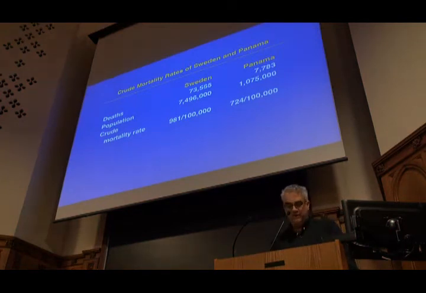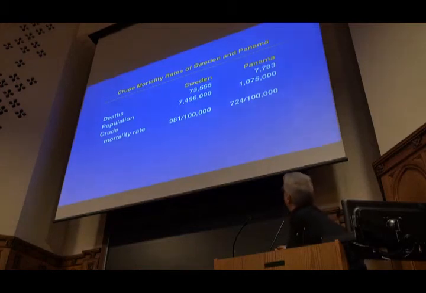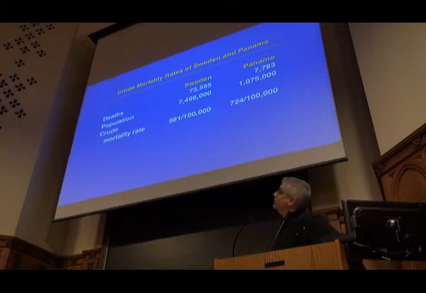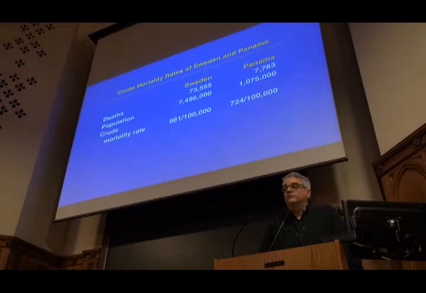Well, what if you look at the number of deaths per capita in Sweden and Panama with figures such as this? You'd say, okay, here's Sweden, here's the total number of deaths, here's the population of Sweden, and we compute the crude mortality rate by dividing this numerator by that denominator, and we see that actually about 1,000 people out of 100,000 die every year in Sweden, and fewer die in Panama, 724 out of 100,000. Would you conclude from this that actually Panama is a healthier society than Sweden? Raise your hands if you think Panama is healthier than Sweden. Raise your hands if you think Sweden is healthier than Panama.